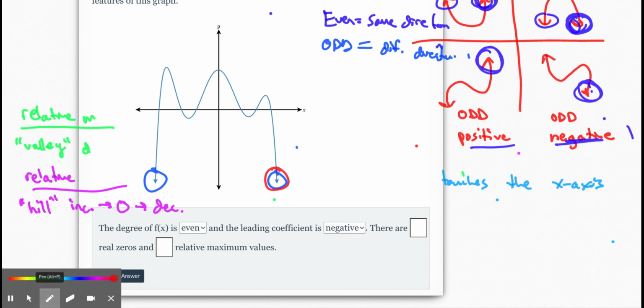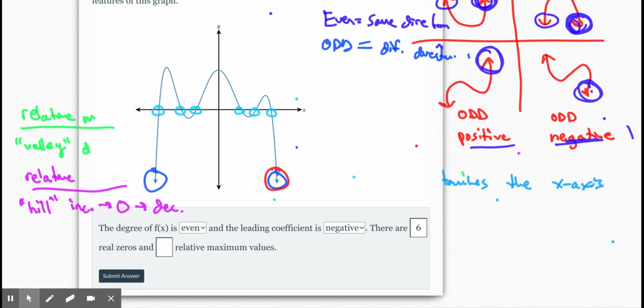Next up is to identify how many real zeros there are. We've got 1 cross, 2, 3, 4, 5, 6. 6 places where this thing crosses 0. So type that in. All right, and then we're asked to find relative maximums on this.